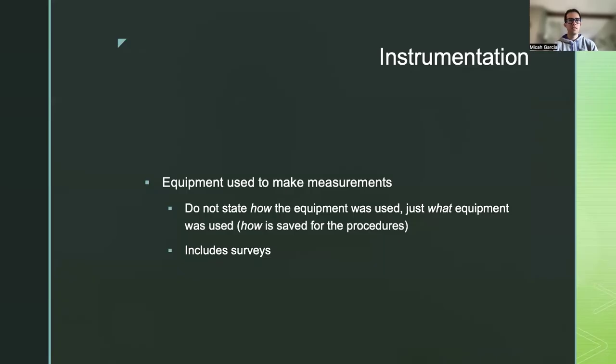For instrumentation, this is going to be the equipment that was used to make the measurements. So this isn't how the equipment was used. This is just what equipment was used. We saved the how part for the procedures. And this can include any type of surveys that were used. So it can include pieces of equipment. It can include surveys, just anything that was used to make an assessment or capture data.